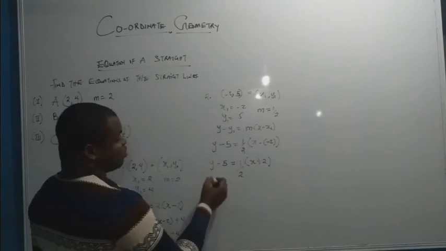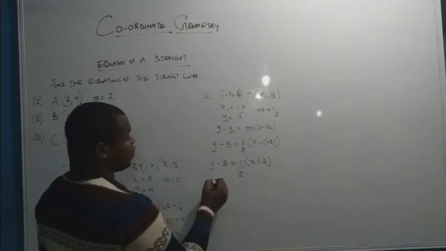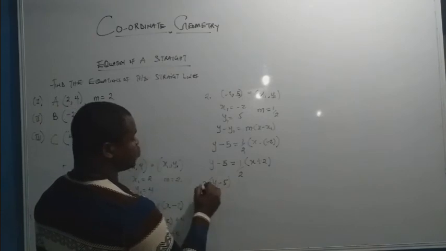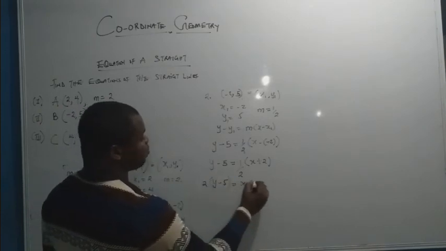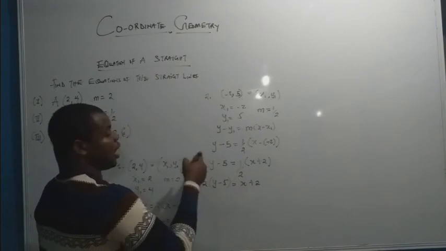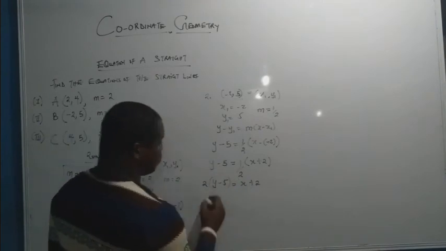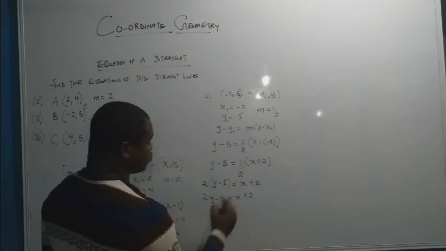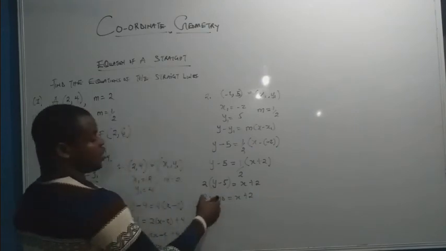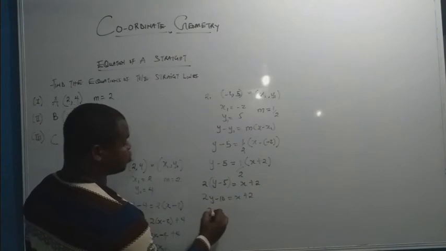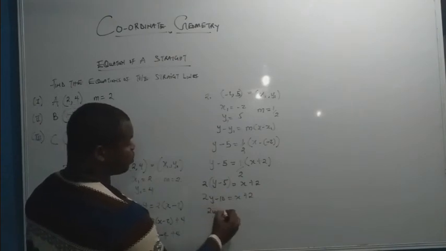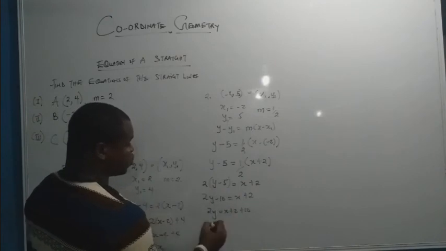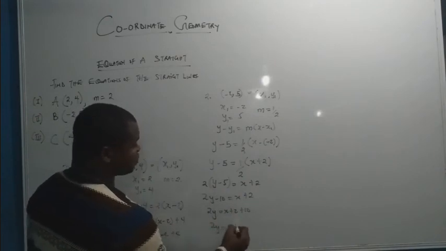So what do we do now? You cross multiply it with y minus 5 in bracket 2 is equal to x plus 2. Use this to multiply this expression. So you have 2y minus 10 is equal to x plus 2. Okay, so you take your 10 to the other side, becomes 2y is equal to x plus 2 plus what? Plus 10. So your 2y is equal to x plus 12.